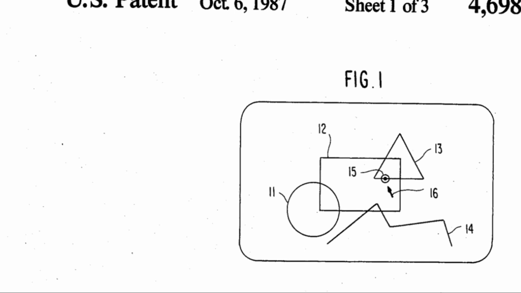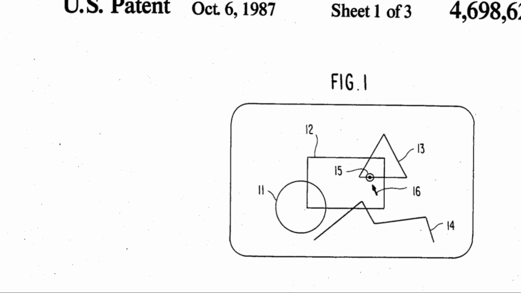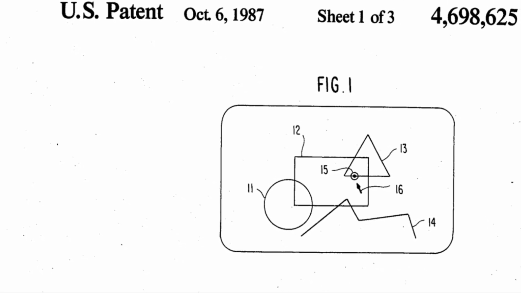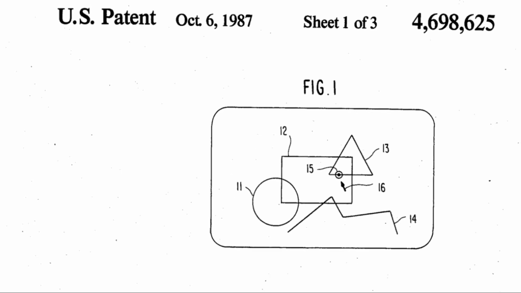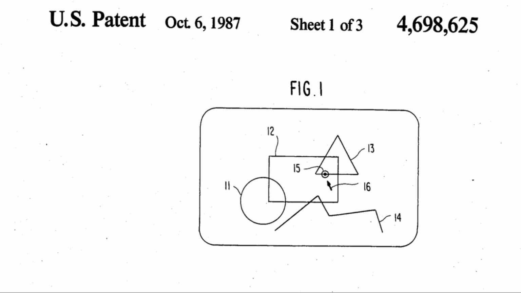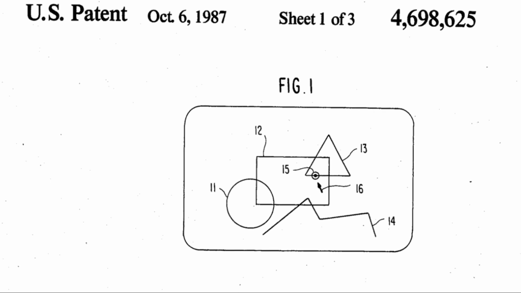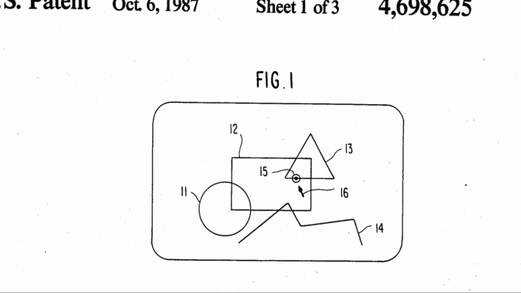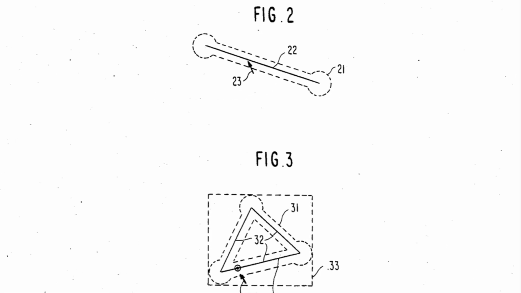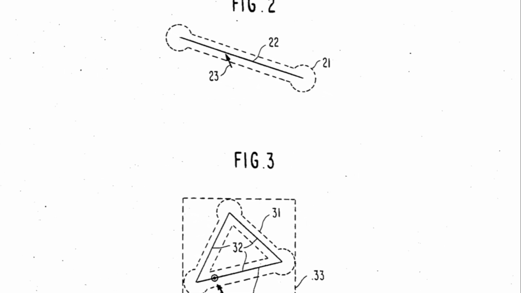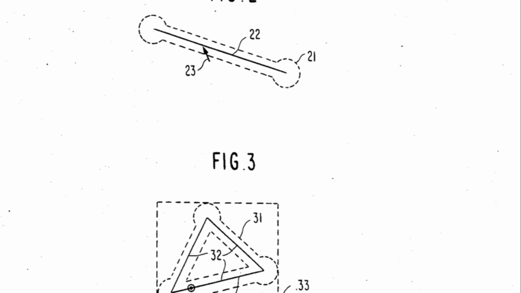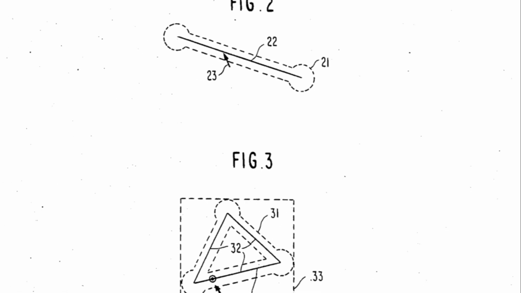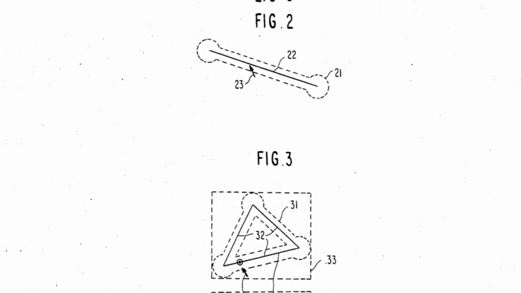Fig 2 is an illustration of the gravity field of a line segment showing the relationship of the pointing cursor to the line segment. Fig 3 is an illustration of the gravity field of a triangle, showing the relationship of the pointing cursor to the triangle. Fig 4 is a flowchart showing the procedure for graphic highlight. And Fig 5 is a flowchart showing the procedure for nearest point.